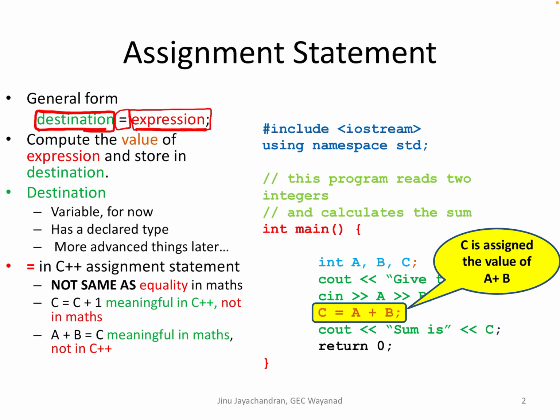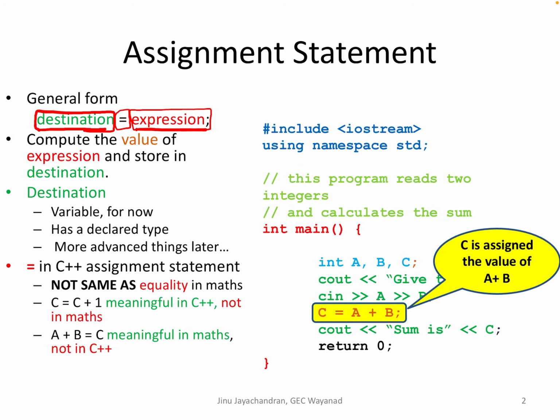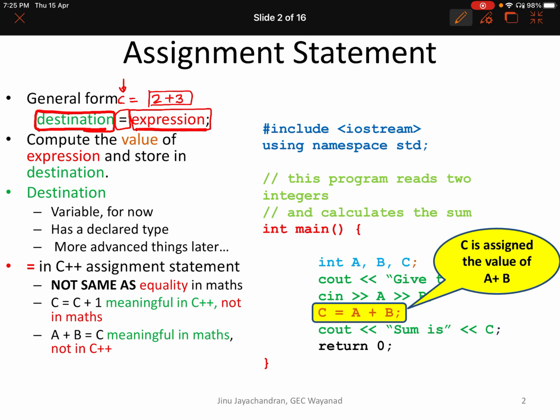So an expression can be, for example, as simple as addition. For example, I can say 2 plus 3 is an expression and I can assign it to some variable c. So c is your destination and this is your expression. Now 2 plus 3 is actually a number. Instead you can have variables like a plus b, where a and b might have some values. This is a simple addition. Similarly, you can have multiplication, division, or any other operation.